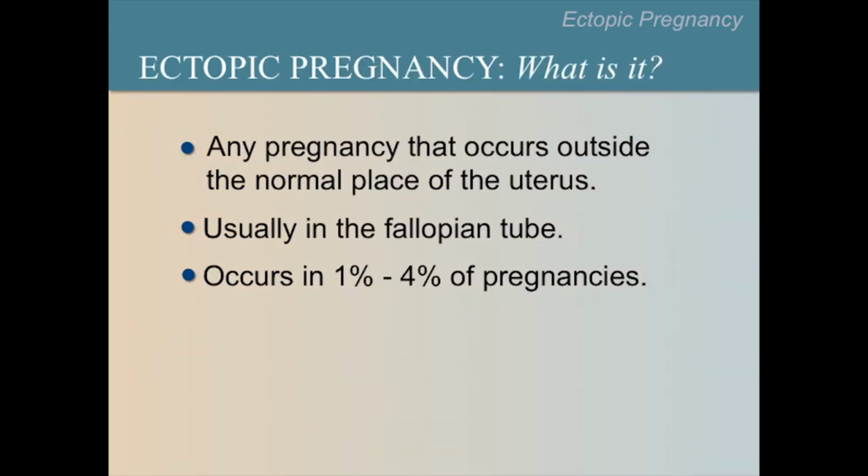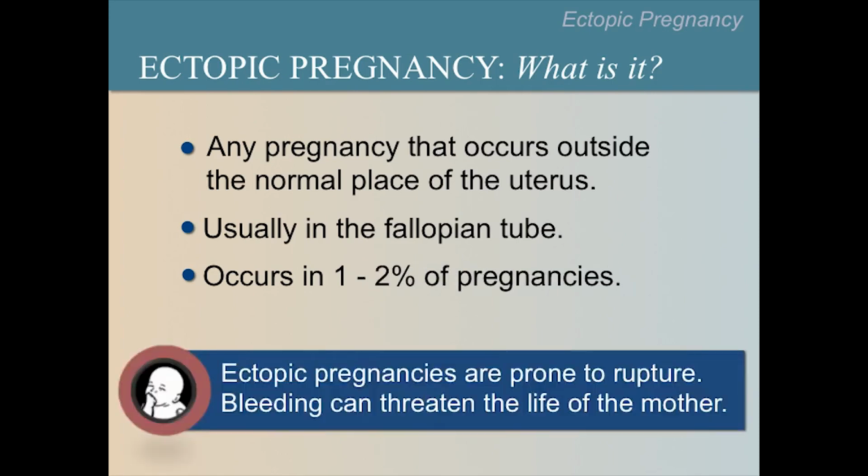A pregnancy should occur in the uterus. Any pregnancy that occurs outside the uterus is called an ectopic pregnancy. It usually occurs in the fallopian tube and happens in about 1 to 2% of pregnancies. Ectopic pregnancies do not survive. It is extremely important to identify ectopic pregnancies because they often rupture. This can cause life-threatening bleeding for the mother.